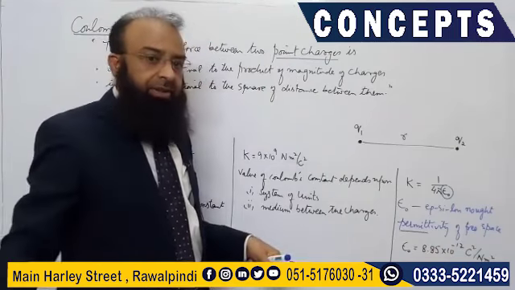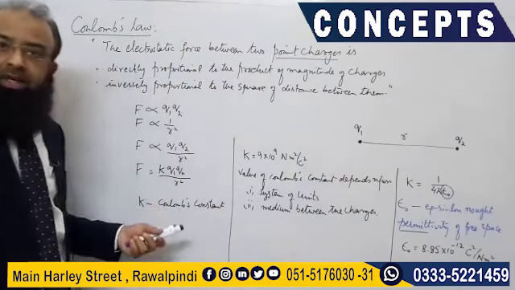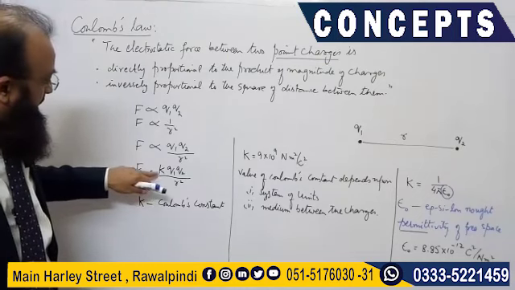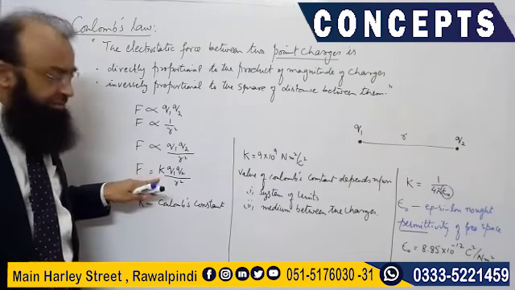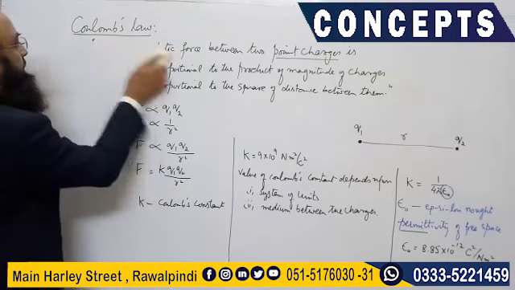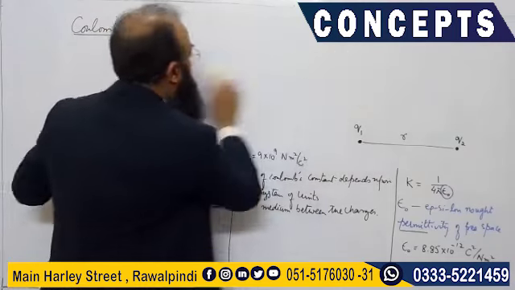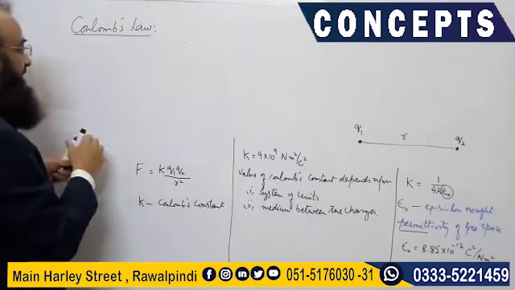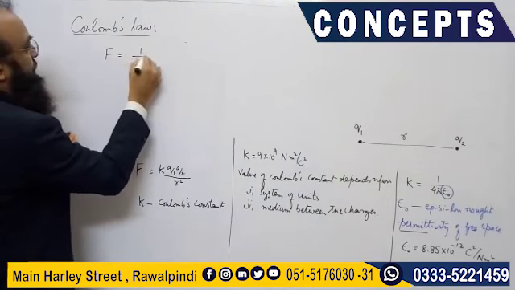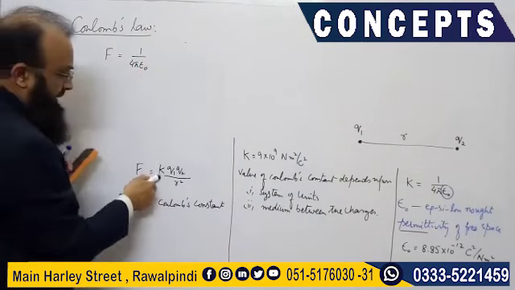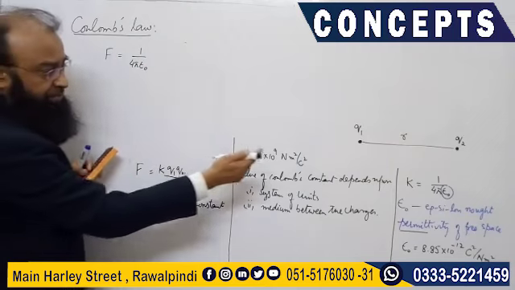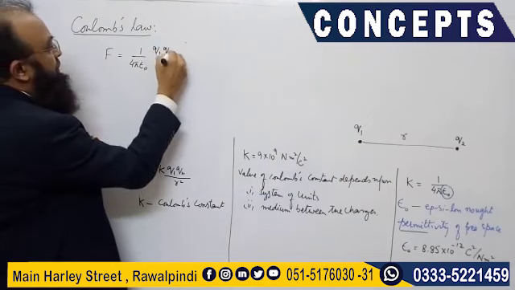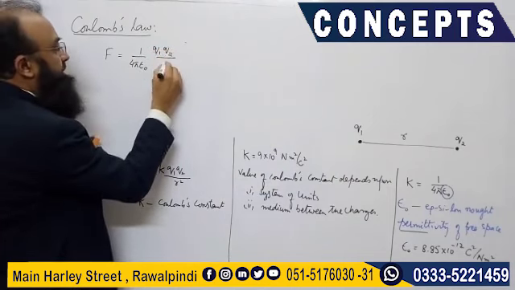So we write the formula of this force, and we are putting the value of K in this formula. Putting the value of K in this above formula, F becomes F is equal to 1 over 4 pi epsilon naught. At the place of K, we have put the value of K, where K is equal to 1 over 4 pi epsilon naught, Q1, Q2 over R squared.